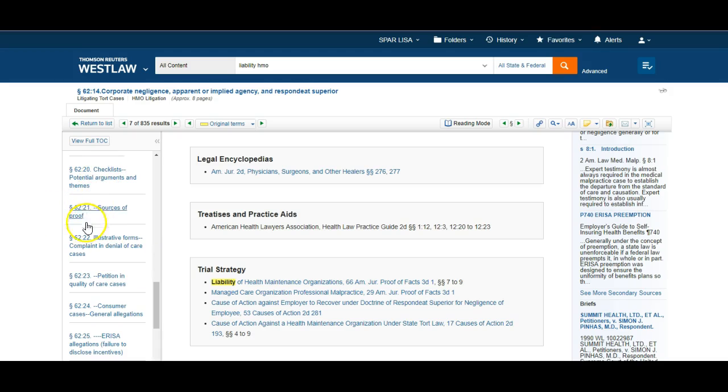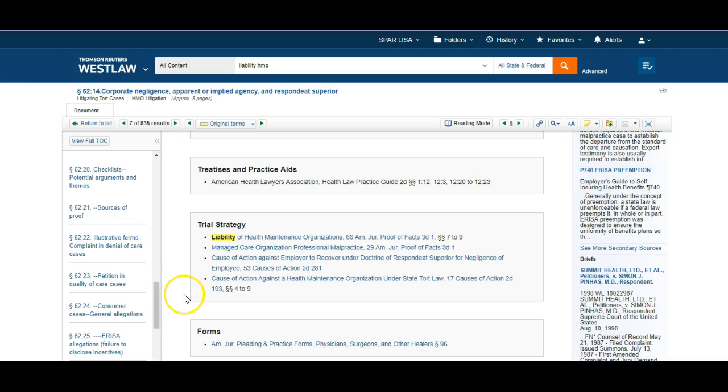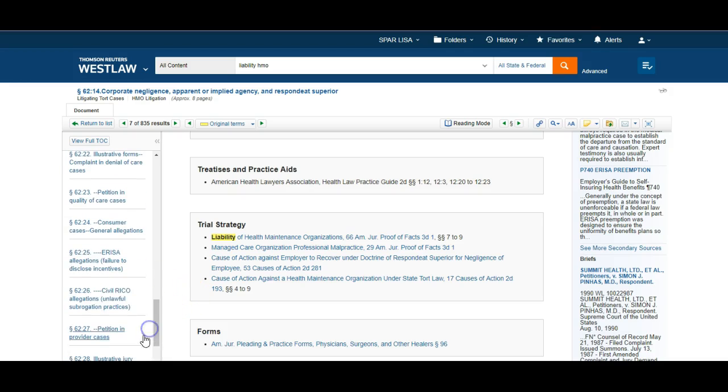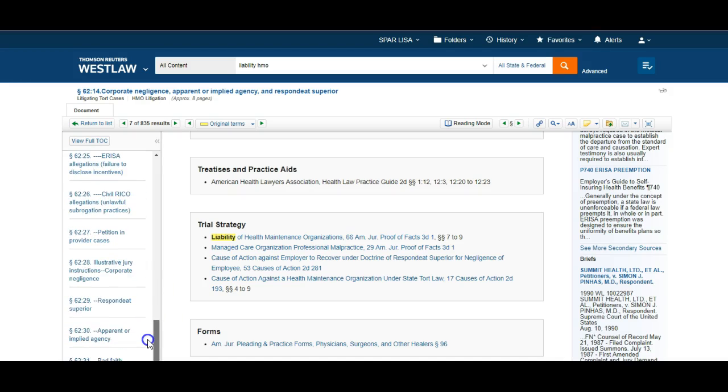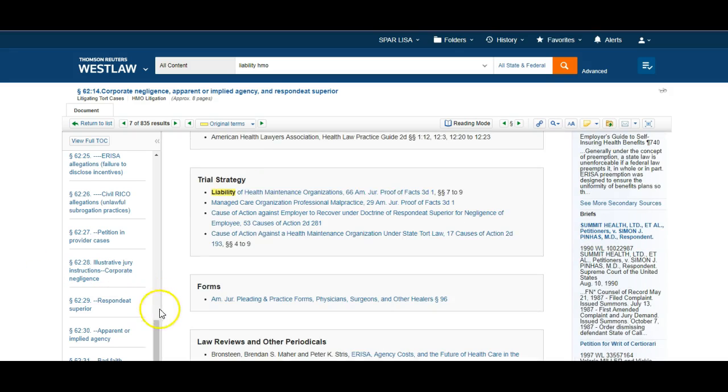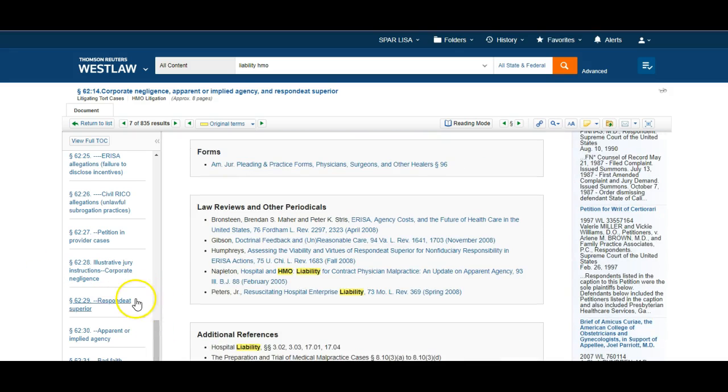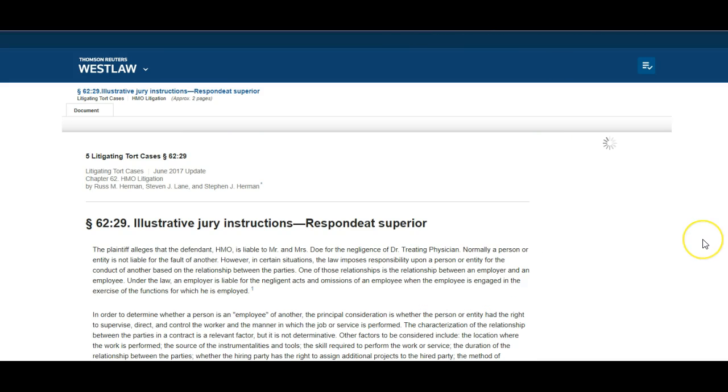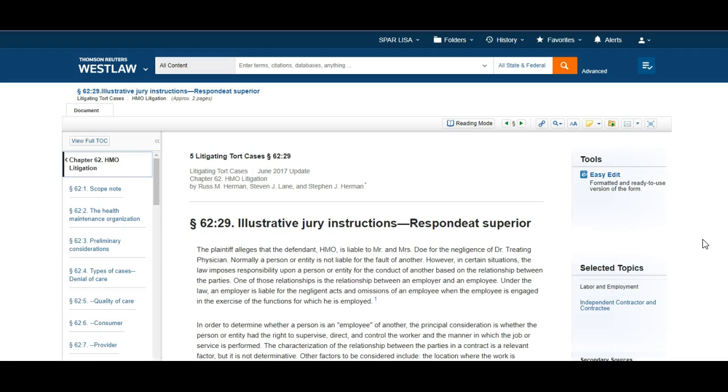So again, wonderful checklist, illustrative forms, complaint in denial of care case. Sound useful? Right on point for what we're interested in for our client. ERISA allegations, obviously not all of these would be relevant. Illustrative jury instructions. We talked about jury instructions. And we talked about cases. Okay, so actually we clicked on the link.